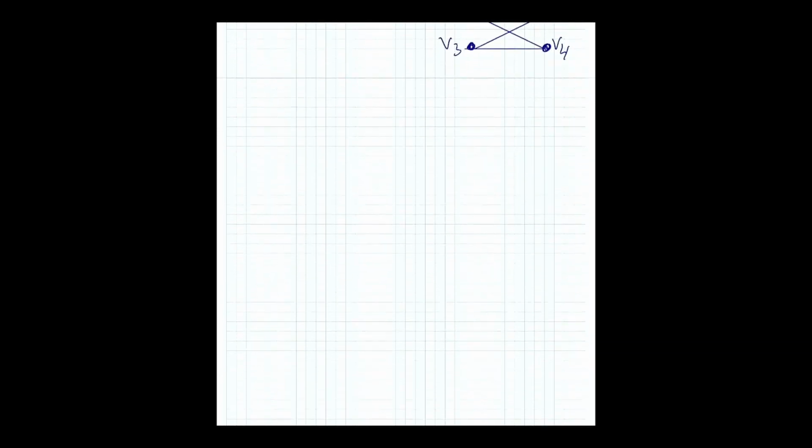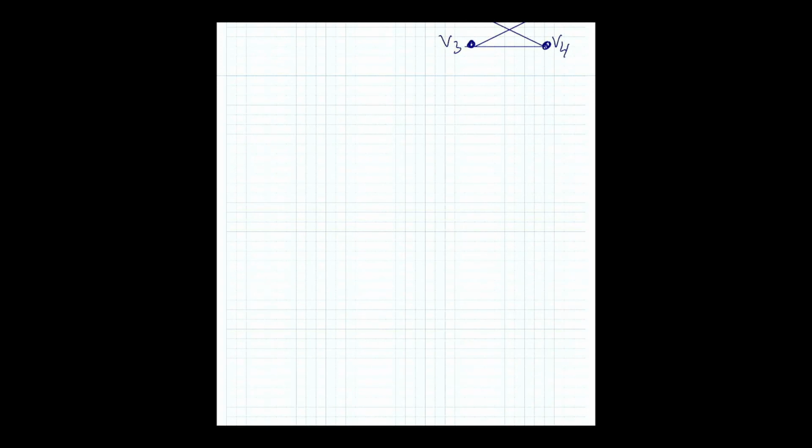Now there is a nice theorem for showing that a graph is bipartite. This is important to know. So, to check if a graph is bipartite.